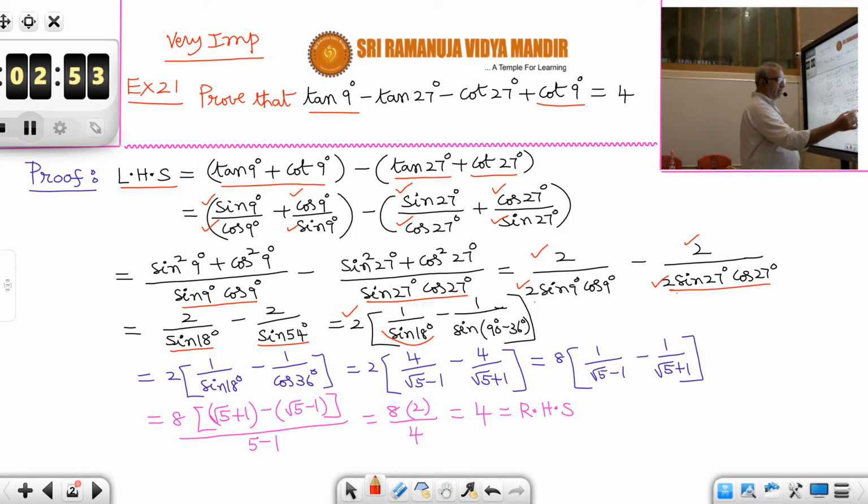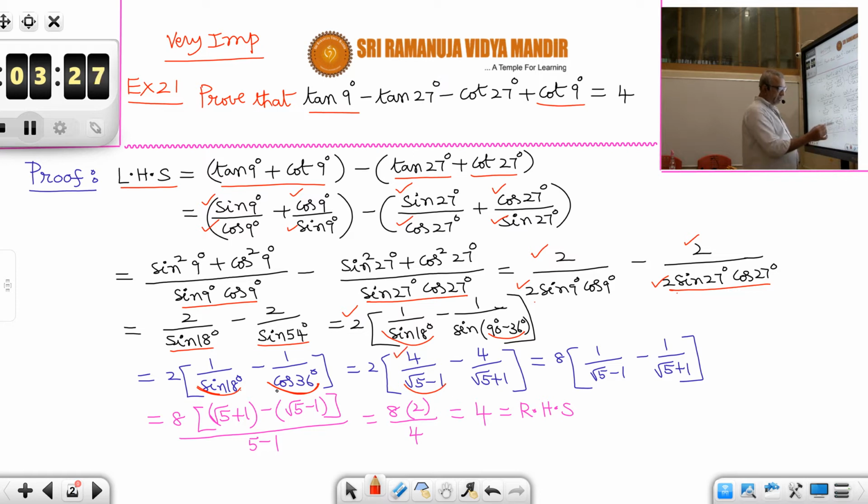54 degrees can be written as 90 minus 36 degrees. But what is sin 90 minus theta? Cos theta. So, in the next step it becomes cos 36 degrees. So, 2 into 1 by sin 18 degrees minus 1 by cos 36 degrees. But sin 18 degrees and cos 36 degrees are standard values. You should remember. Do you remember the value of sin 18 degrees? It is root 5 minus 1 by 4. So, in the denominator, root 5 minus 1 by 4 will go up.